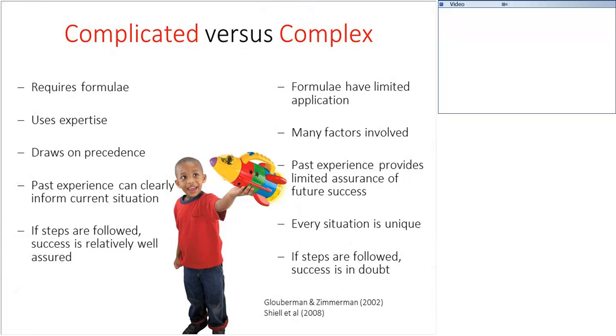Understanding the difference between what is complicated and what is complex is important. People often use these words interchangeably, and they're not. When we say things are complicated, we recognize that they require formula, they draw on expertise and historical precedent.